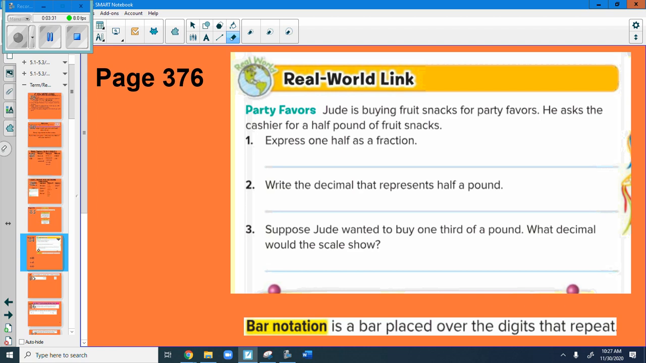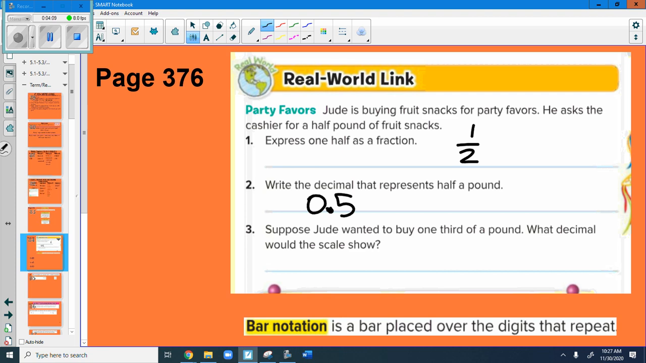Number 1 tells us to express 1/2 as a fraction. How do I write 1/2 as a fraction? Thank you for your eyes up here. Put that down, please, and follow along. Good job. 1/2. Number 2 says write the decimal that represents 1/2 pound. Now, we should be able to do this without actually dividing, right? What is 1/2 as a decimal? Who can tell me? Good, 0.5. 0 and 5/10. That's 1/2.